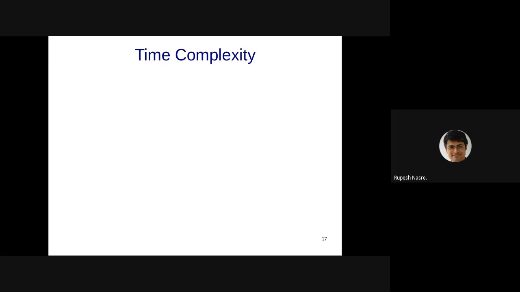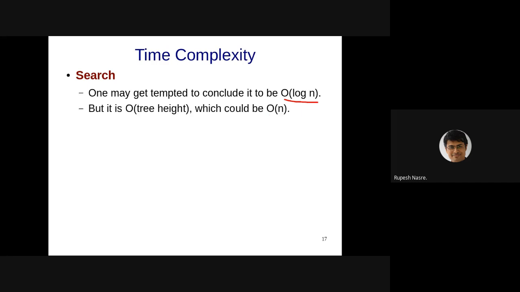I think I have time complexities for other operations also here. Searching time complexity is order h, right? One may get tempted to conclude that it is order log n because we are maintaining this binary search tree property, so you are going to the left and going to the right, but we have not put any bound on the height of the tree, and therefore this bound is wrong, because in the worst case the height of the tree could be order n, as we have been discussing. Therefore the search bound is essentially tree height, which could be order n, need not be log n, and we'll come to the log n bound as we look at height balanced trees.